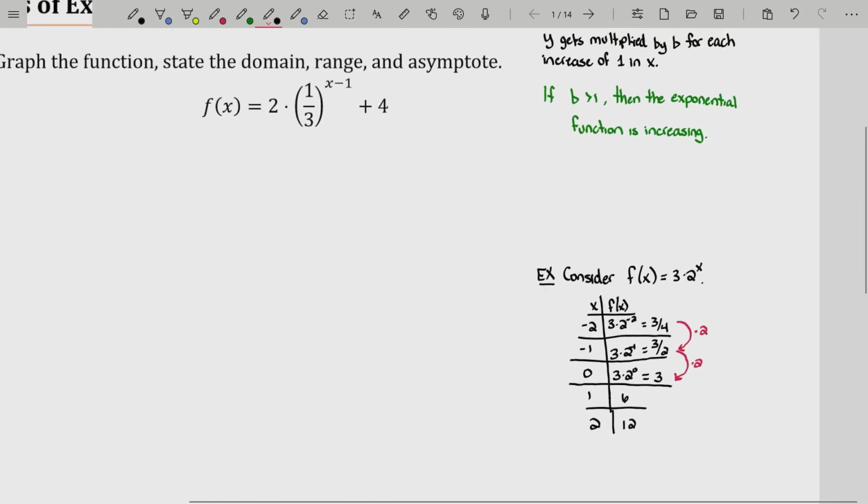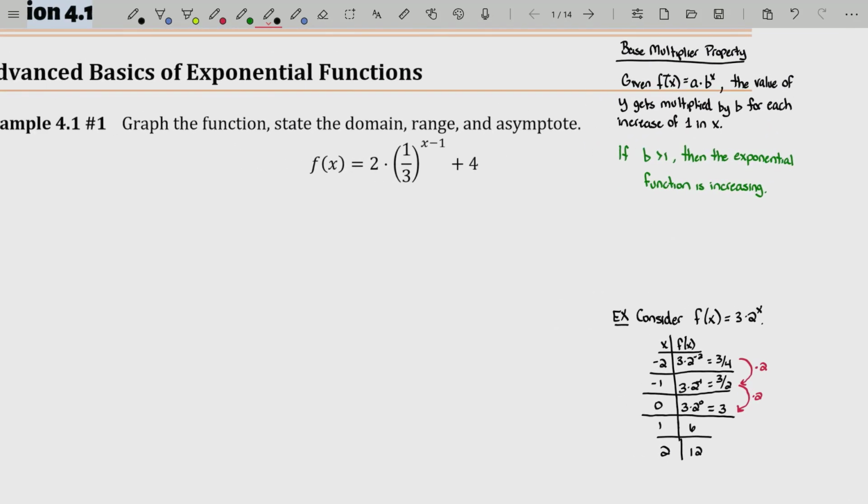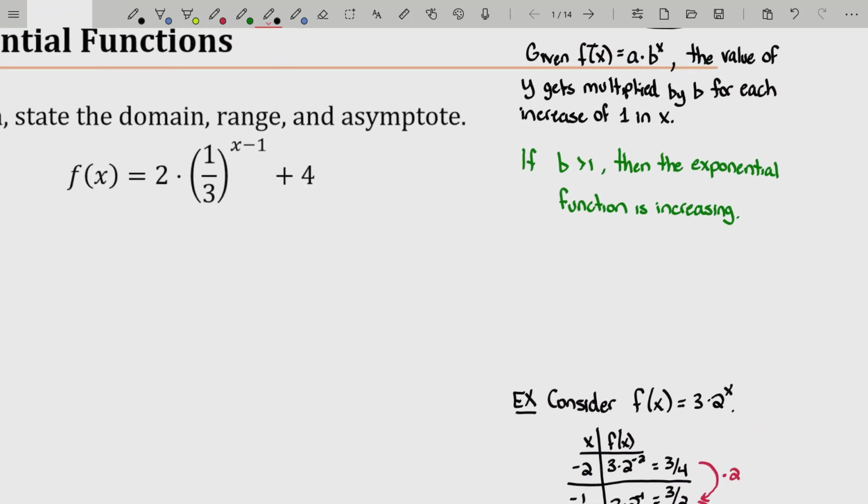Let me zoom out a little bit. Now, I said all that in the middle of actually talking about graphing this function. Let me finish my green ink over here. So if we had an exponential function with a base greater than 1, then it should make sense by the base multiplier property that the function is increasing, because every step of the way you're just multiplying by a number larger than 1. Likewise, if that base is less than 1, but remember it has to be greater than 0, then every step of the way we're multiplying by a number between 0 and 1. We're shrinking our y values.